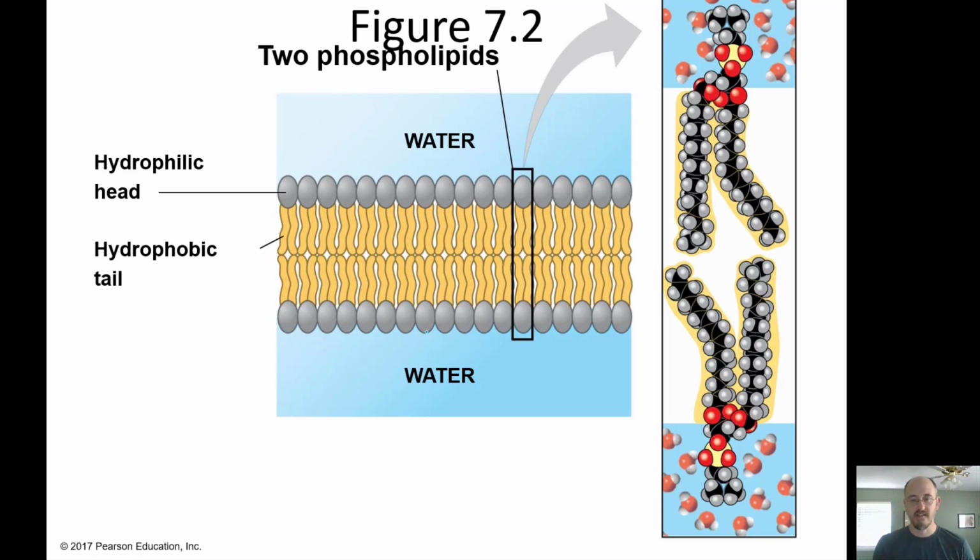Phospholipids form this bilayer that forms the whole membrane. The area in the middle excludes water. There's no water in this area here. This is the hydrophobic area. And then there's the hydrophilic heads facing water.